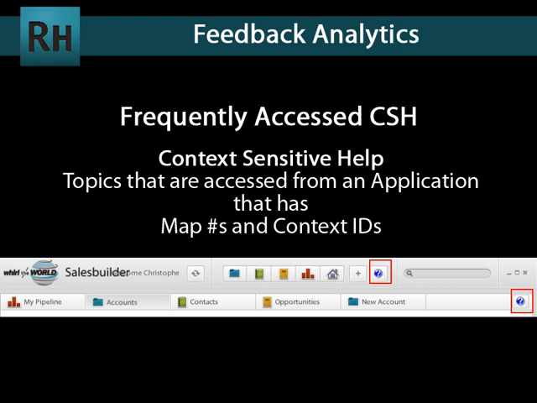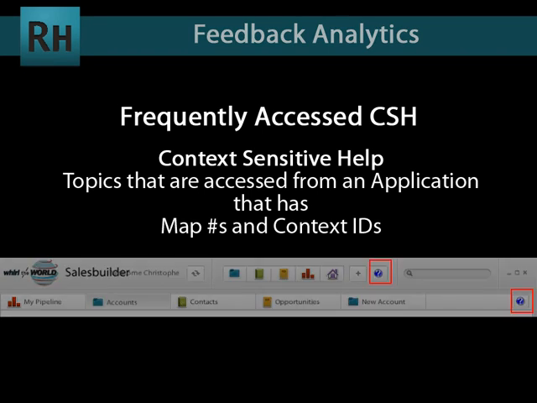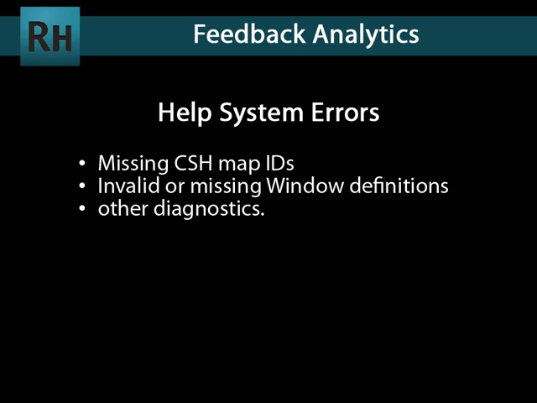That is tremendously useful for the author who perhaps wants to pay more attention to those topics. It also helps the application developer in making usability modifications in future releases. If there are errors in the help system, such as missing context-sensitive help map IDs or other errors, this report can help diagnose the issues.